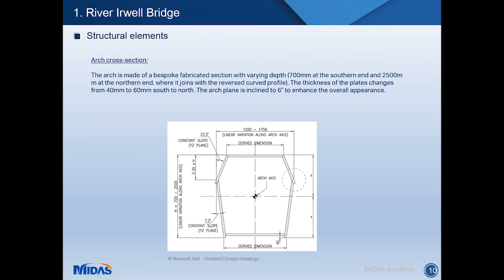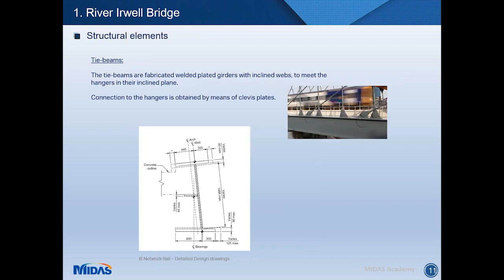Okay, so moving on to the elements that make up the bridge. The arch cross-section is made up of bespoke fabricated sections with a varying depth and width from 700 millimeters at the south end to 2,500 millimeters in depth at the northern end. The plates also change from south to north from 40 to 60 millimeters in thickness, and in order to enhance the overall appearance of the bridge, the arches are inclined in the plane by 6 degrees. The tie beams are also fabricated welded elements with the webs and the top flange inclined to meet the hangers in their plane. The connection between the hangers and the top of the flange is obtained through clevis plates, as you can see in this picture here.